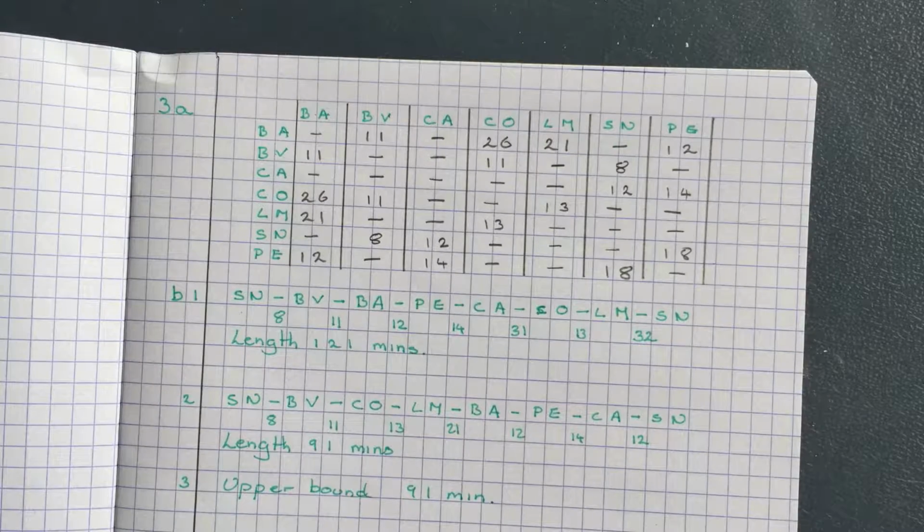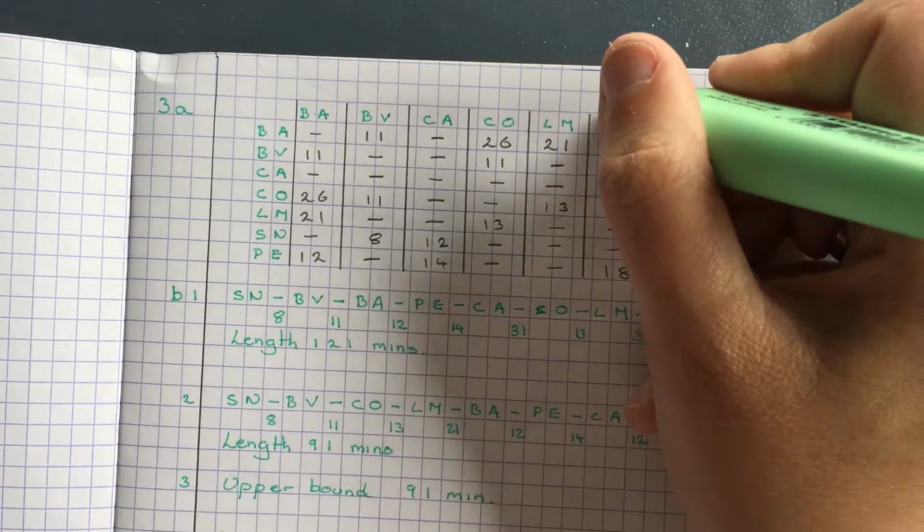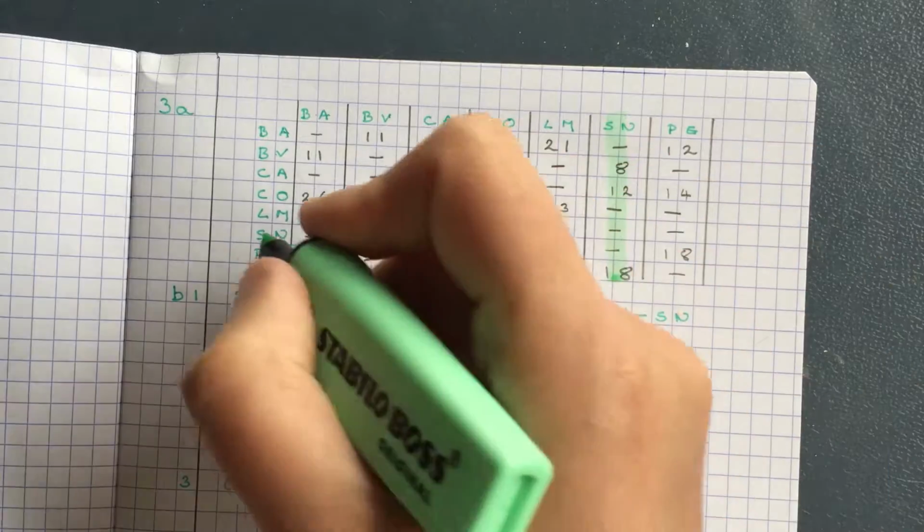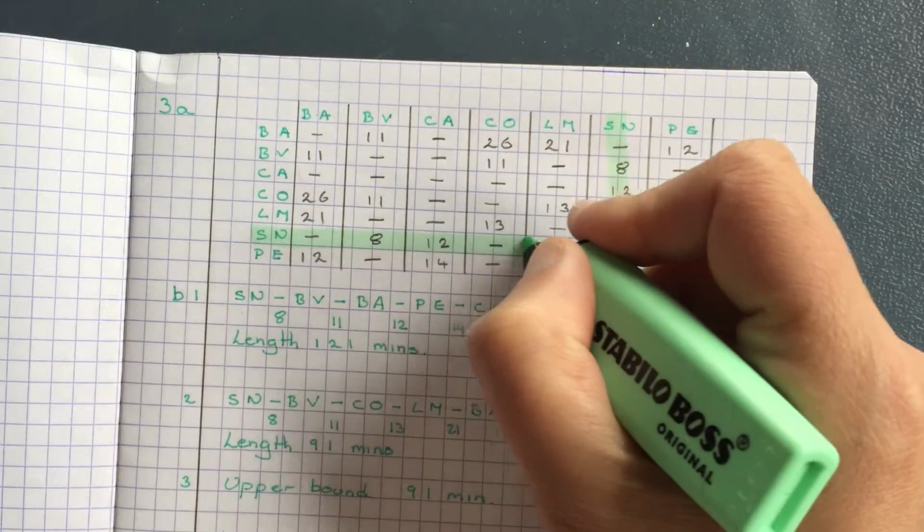Right. Now we have to really use the table that we've already done. And it ends up getting written on quite a lot. So first off, it tells us to delete SN. This means that we are getting rid of this one and this one.